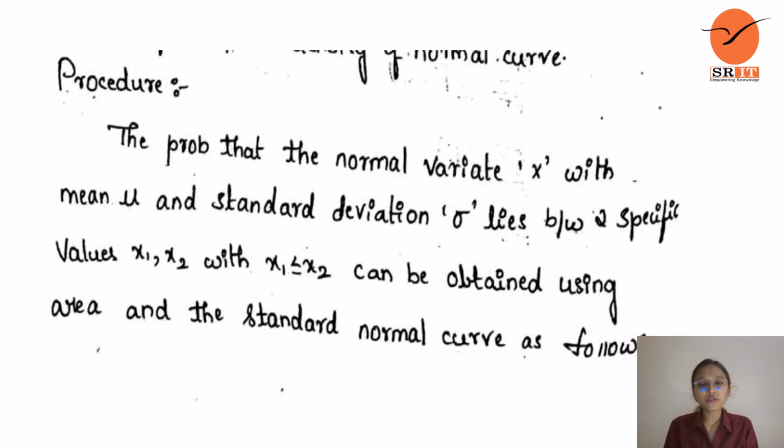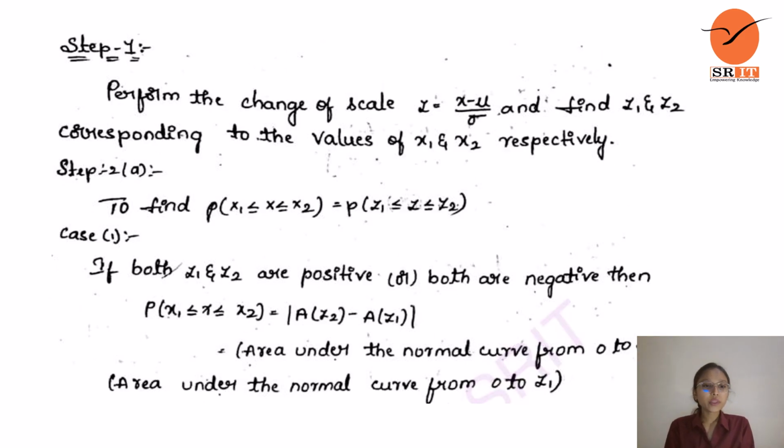What is the procedure for finding the normal distribution? The probability that the normal variate x with mean mu and standard deviation sigma lies between two specific values x1, x2, with x1 less than or equal to x2, can be obtained using area under the standard normal curve as follows. Step 1 is to perform the change of scale, that is z is equal to (x minus mu) upon sigma, and find z1 and z2 corresponding to the values of x1 and x2 respectively.